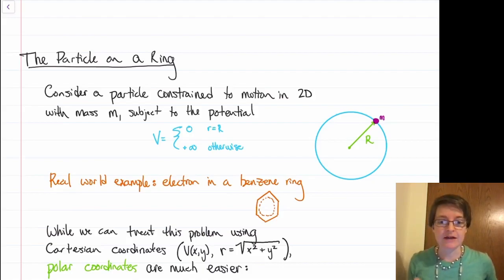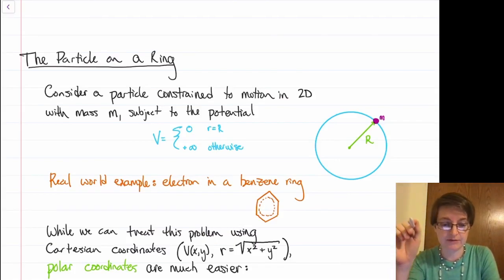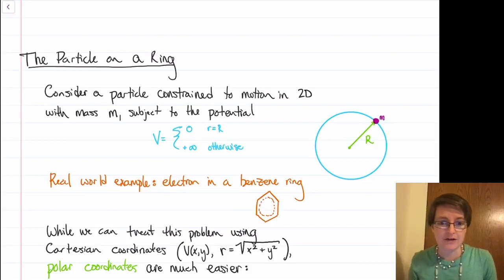And that would be a free electron moving around in a benzene ring. If you remember from your organic chemistry class, the benzene ring is delocalized, so that electron can move pretty freely around the benzene ring, but it's not allowed to escape the molecule or move off of the center, either above or below the benzene ring. So the electron is confined more or less to two dimensions, so it's kind of in a plane, and also it has a radius that it's allowed to travel in, but it's not allowed to escape that radius.